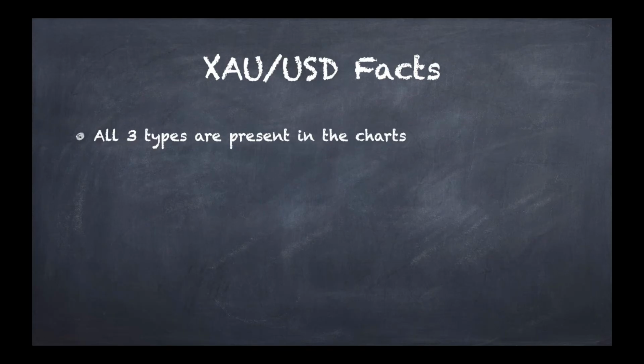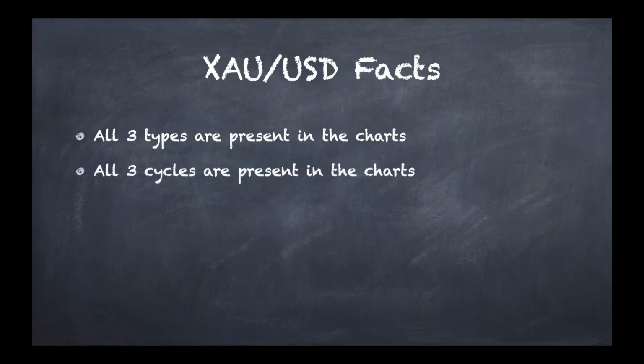First one, all three types are present in the charts. Meaning that you can trade your type 1s, your type 2s, your type 3s. They all appear in the charts. That's fantastic. That's great. So when it comes down to that aspect, your trading isn't going to change, because you're still going to be looking for the same thing.